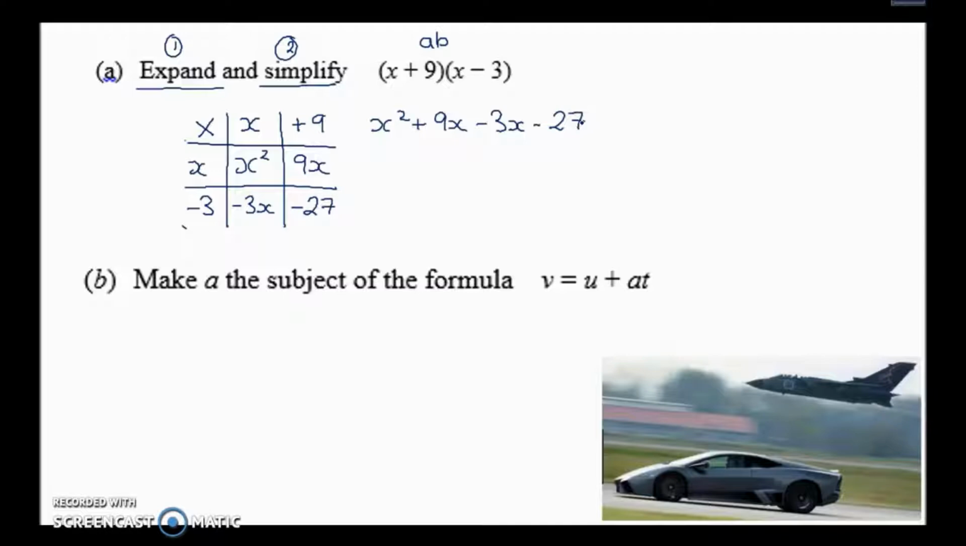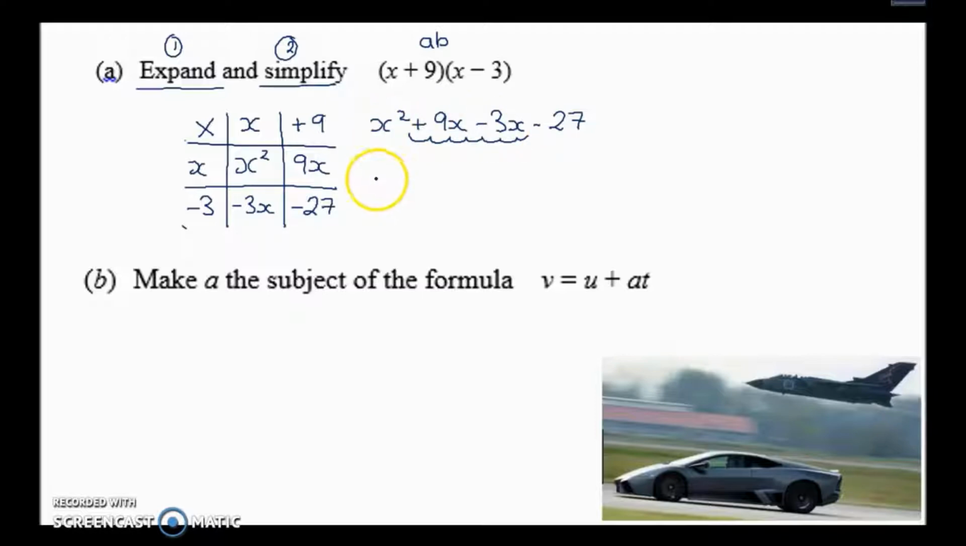We've expanded. Now we need to simplify. And if you write these out in the order that you get given, the middle 2 terms, the x terms, can be collected, called collecting like terms. They like each other, they are the same, so we can put them together. So 9x take away 3x, that will simplify down to 6x.